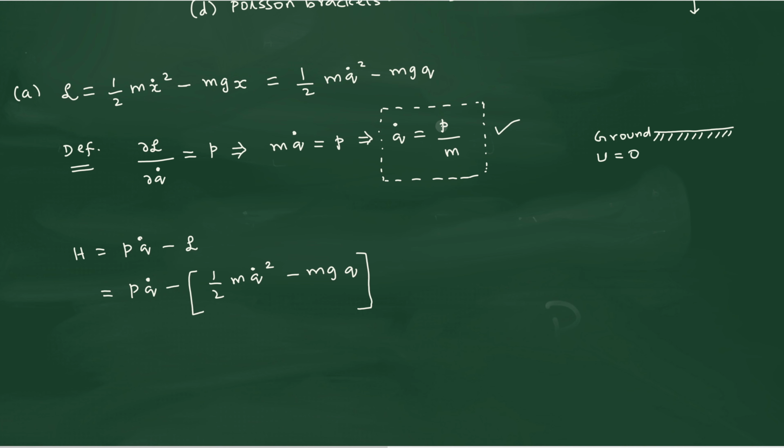In our case, the expression containing P is P by M. So let us do that. P into Q dot is actually P by M, then minus open bracket half M into P by M square, minus, in the potential energy term, generally there is no involvement of the velocity, namely the dots.